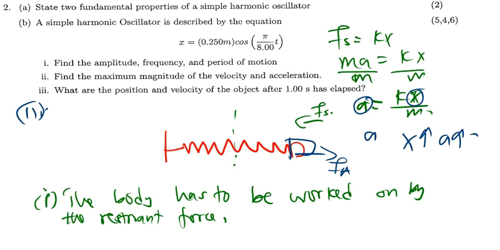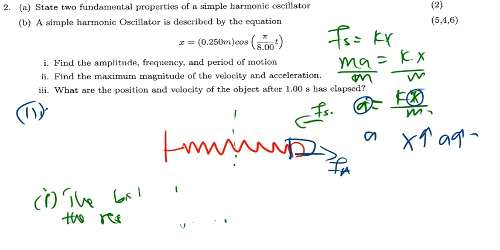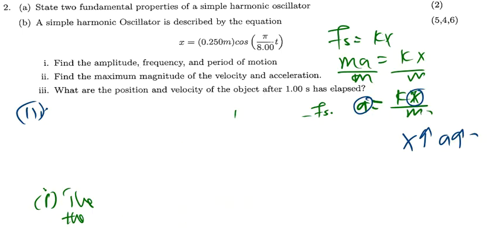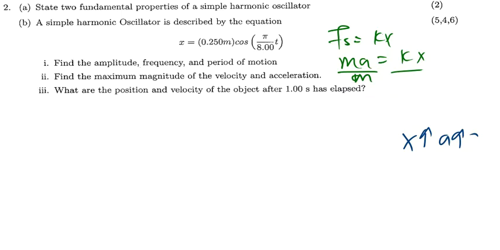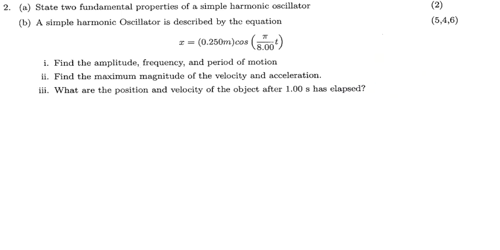Now let's go to part B. Part B is very much interesting. So we have the question, which is: a simple harmonic oscillator is described by the equation x is equal to 0.250 meters cos of pi over 8 times t. So this is the position as a function of time.